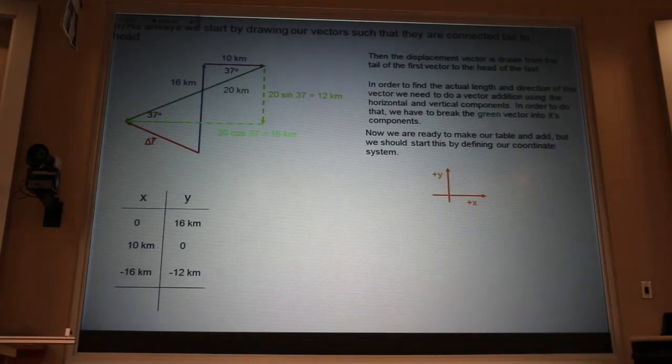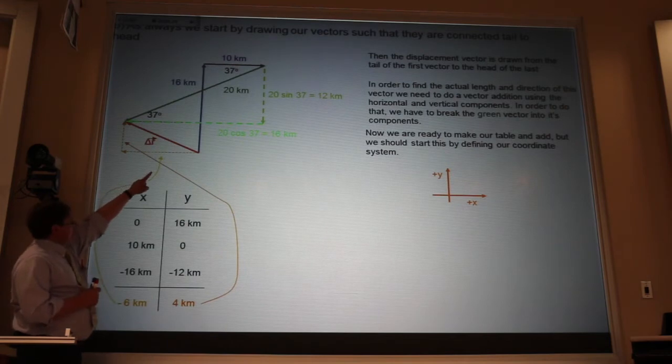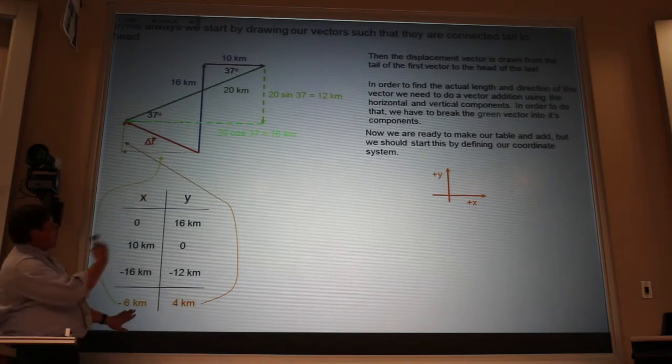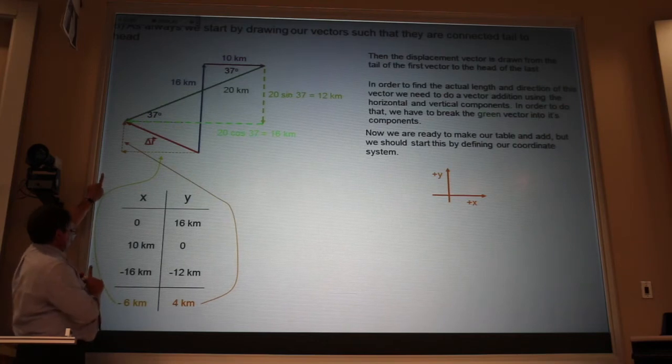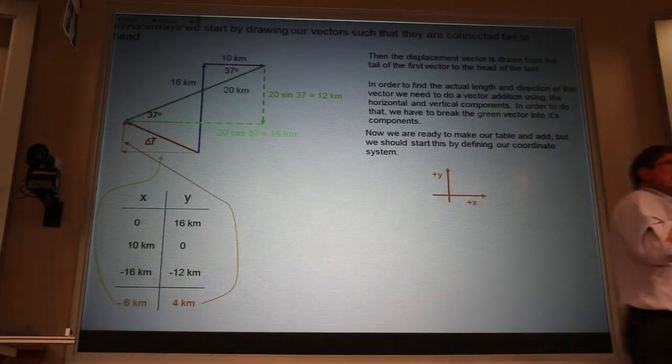In order to get from here to there, I got to go west, that's negative x, I got to go south, that's negative y. Both of those have to be negative. When I add up my x part and my y part, I get negative 6 for the x, positive 4 for the y, and that tells me what my resultant vector looks like. It says go to the west 6 kilometers, and then go north 4 kilometers. That's pretty straightforward. And here's the thing.